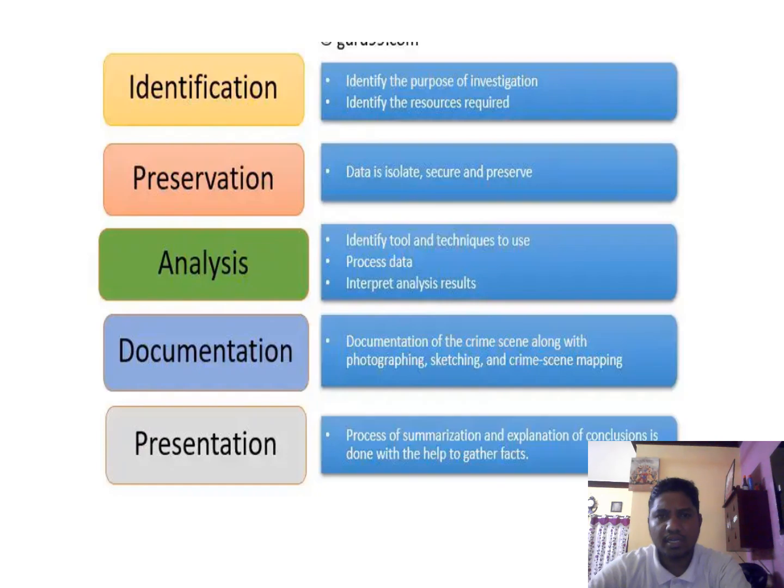Preservation: data is isolated, secured and preserved. Analysis: identify the tool and technique to use. The second is to process data. The third is to interpret the analysis results. The fourth one is documentation: documentation of the crime scene along with photography, sketching and crime scene mapping.